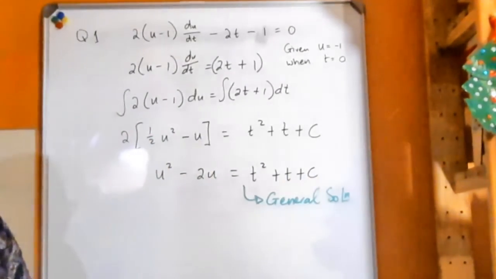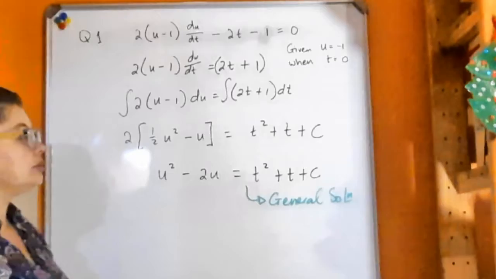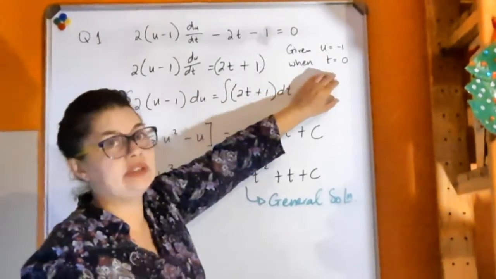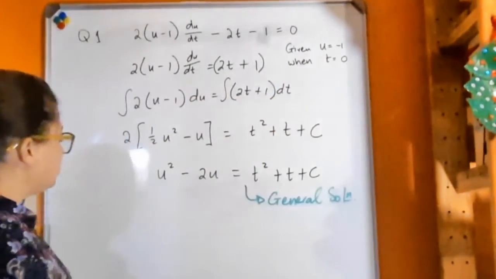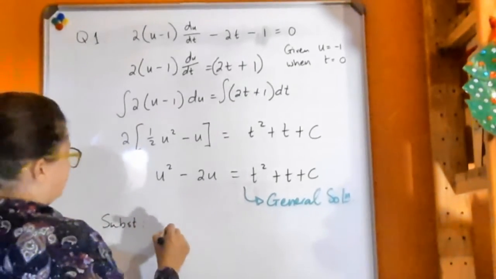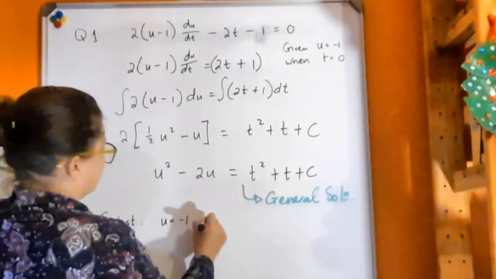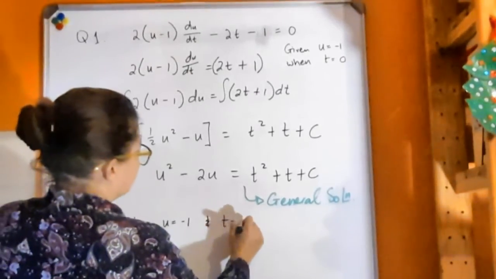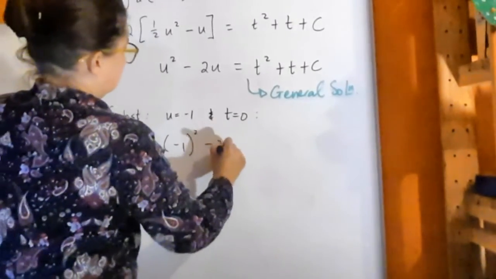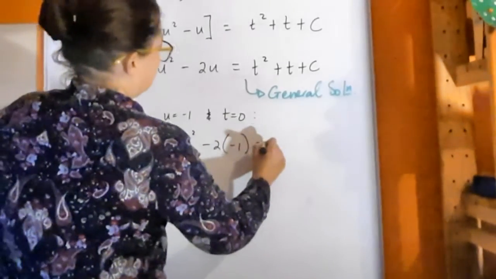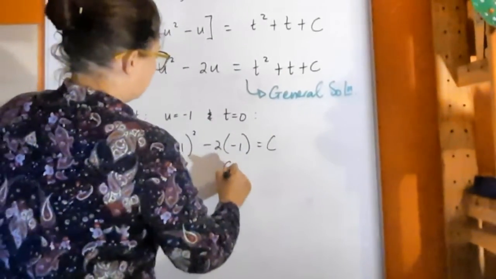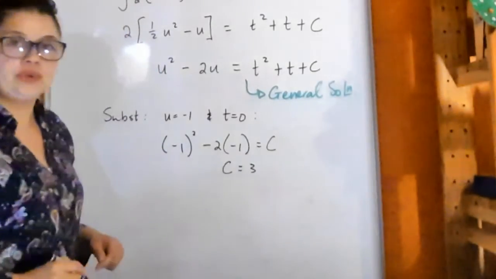And if you look at your question, they ask you to find your particular solution. And you know that's what you want because you were given initial conditions. So we have to substitute u equals minus 1 and t equals 0. And we're going to get the left side, and the t terms are all 0, which means that's c, which means that c is just going to be 3.